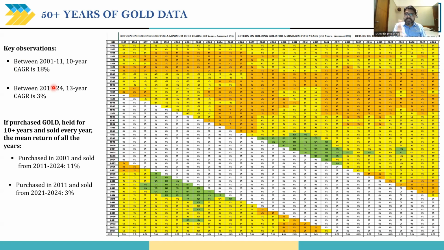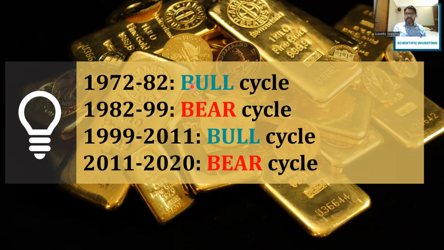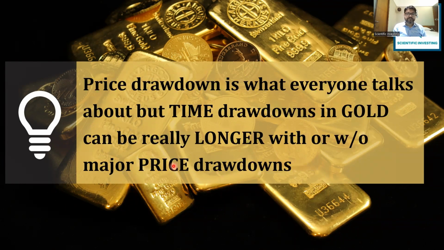And if you forget this 10-20% move of last year, then this CAGR was almost 0%. No CAGR, 1% CAGR for almost 13 years. And again, if you do the same kind of rollover, you purchase the gold and hold it for 10 years and then sell every year, if you purchase in 2001, 11% return. And if you purchase in 2011, just 3% return. So the key insight is the gold bull and bear cycle could be really, really long. 72 to 82 is a bull cycle, then 17 years of bear cycle, again 10, 12 years of bull cycle, again 10, 12 years of bear cycle.